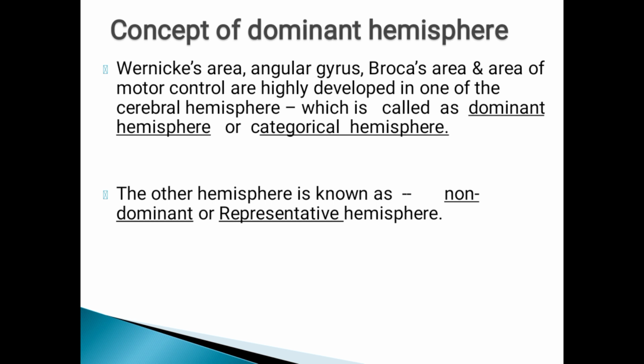The last one is the concept of a dominant hemisphere. You have heard of left-handed and right-handed persons. In our brain, as I told you, there are two cerebral hemispheres. Both hemispheres do not work at 90%. One hemisphere works at about 90%, and the other only 20-30%. That means one is the dominant hemisphere, and you use that part to do all the work.